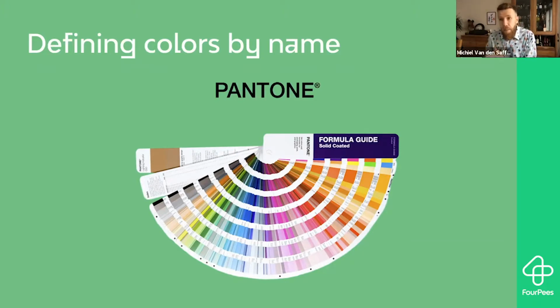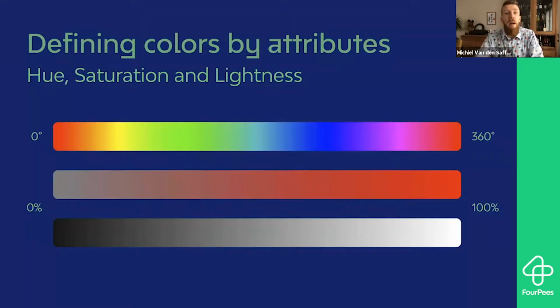Now, a different way is by using attributes. Of course, the attributes we know best are the hue, saturation, and lightness. These are the 3 attributes with which you can describe any color. Hue being the primary tone of the color, the actual color, the red, green, blue that we use. Saturation being how strong the color is. So less saturation would be a more neutral, a more gray color. And lightness being how bright the color is, going from black to white, but that's basically a neutral axis.